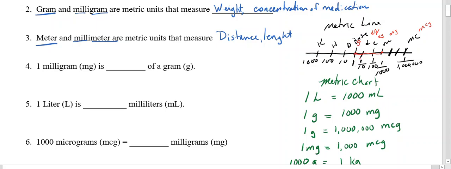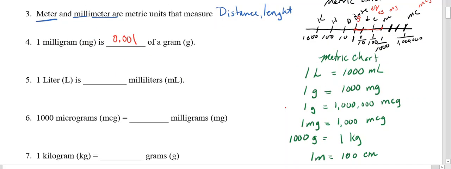So my base unit is 1, so I have 1 gram, and I'm going to move my decimal 3 places to the left. So remember, your decimal's right after your 1. I'm going to go 1, 2, 3 places to the left. I want to add 2 zeros. So it would be 1/1000 of a gram. Okay, so that's one way we can use the metric line if we need to, but it's easier to learn the chart.